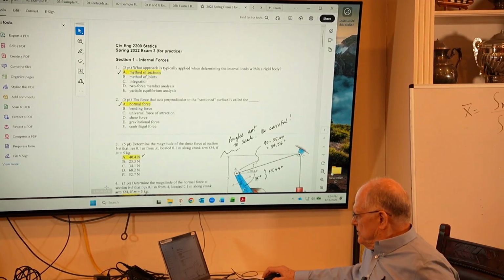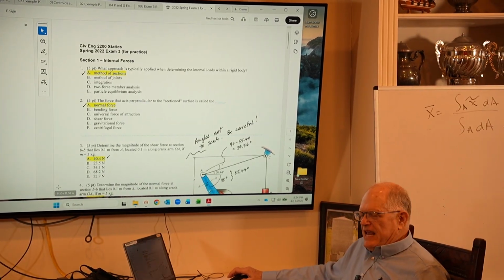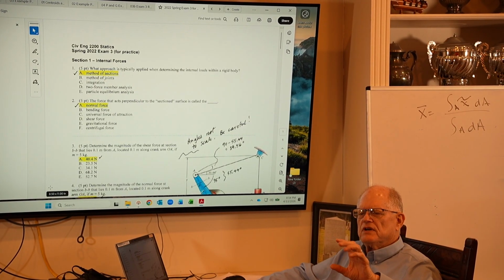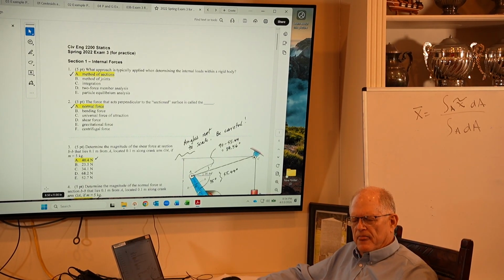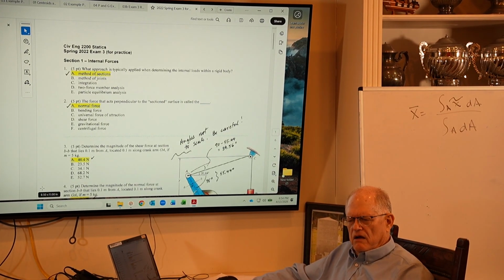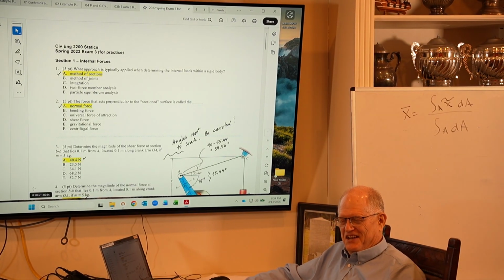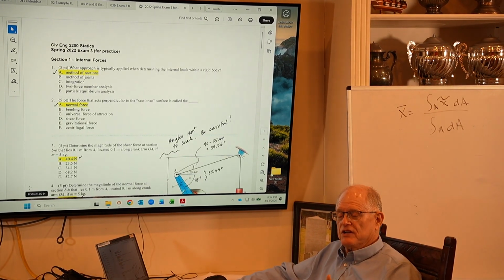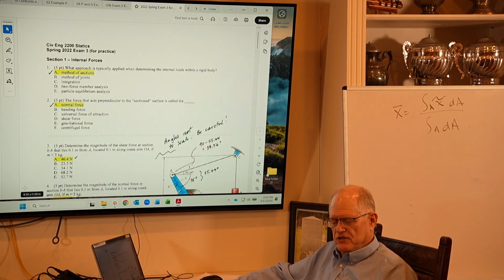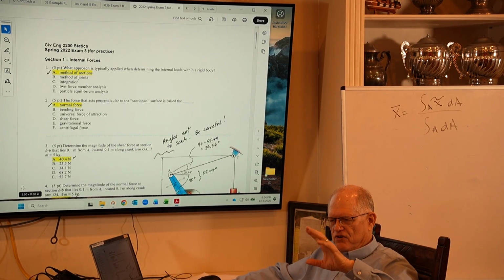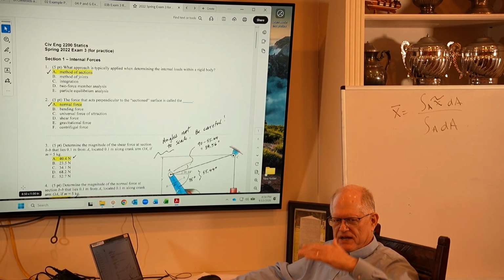This is the 2022 exam. Keep in mind that these exams have 4 sections: internal forces, shear and bending, friction, and then centroids by integration, composite centroids, and P&G is the 4th section. But because there are A, B, and C versions of the exams, they might not be in that order.